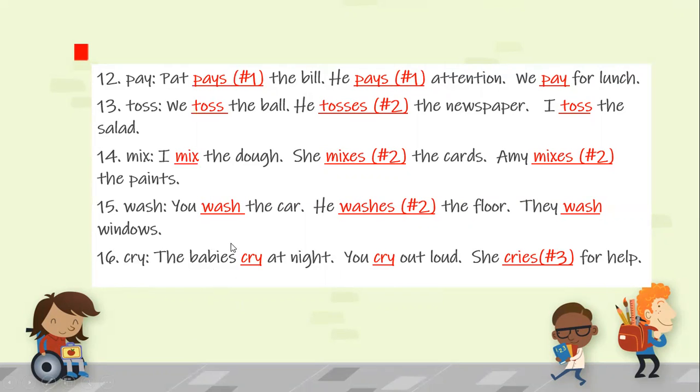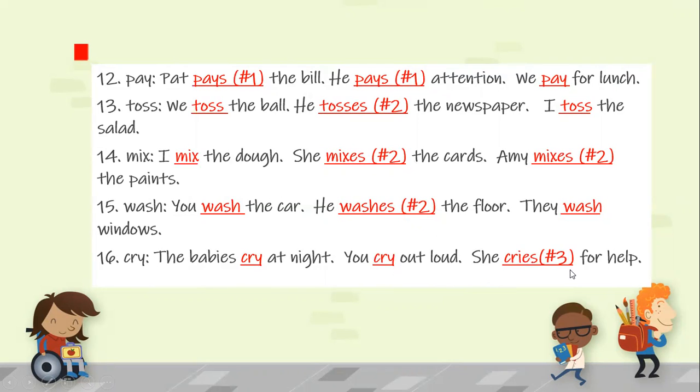So, the babies cry at night. Notice that the verb stayed in its base form because the subject is plural, okay? You cry out loud. Again, the verb stays in its base form because the subject is an exception, which is you, so the verb does not change. It stays in its base form.